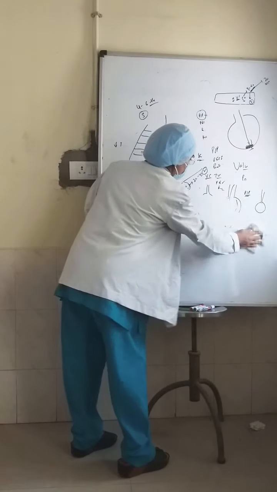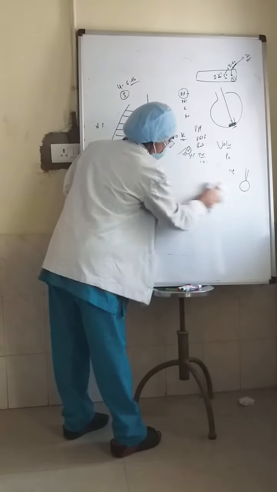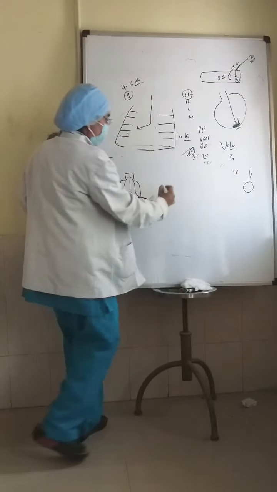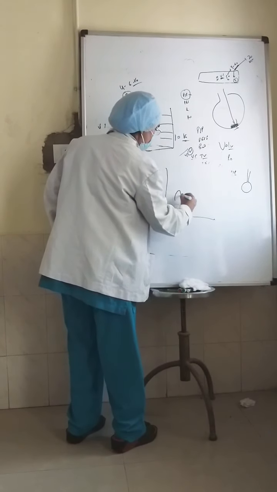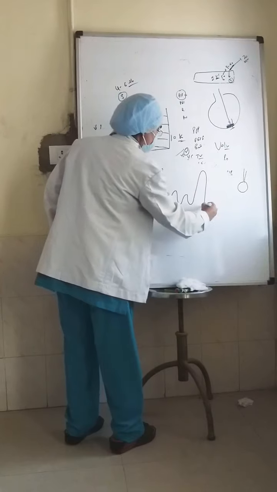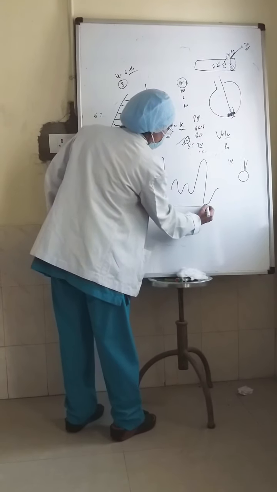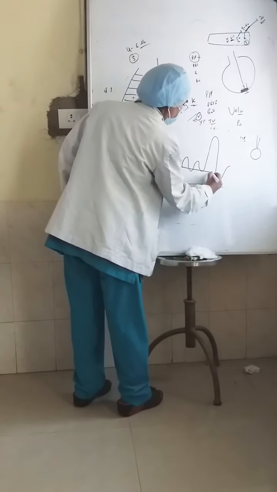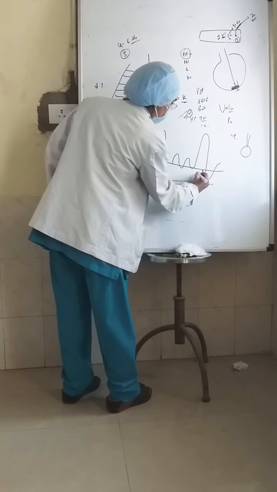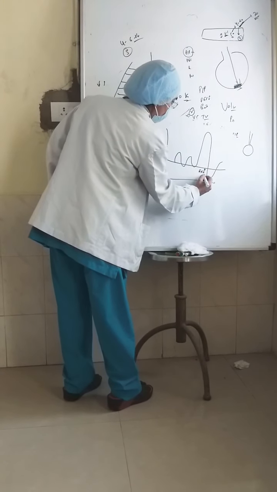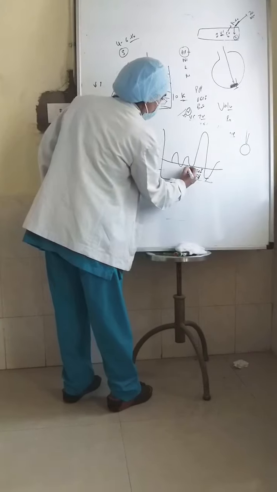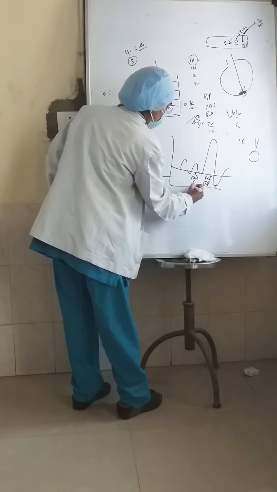We better just try to understand this diagram. See, this is your normal tidal ventilation. This is your residual volume. This is normal tidal ventilation. This is expiratory reserve volume, and this is residual volume. And this makes your FRC.